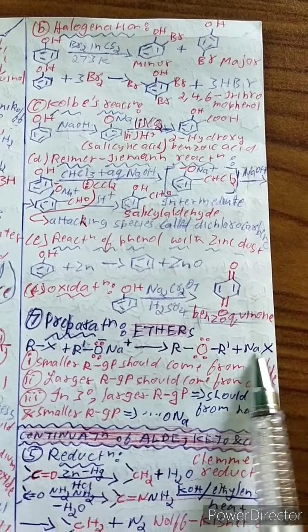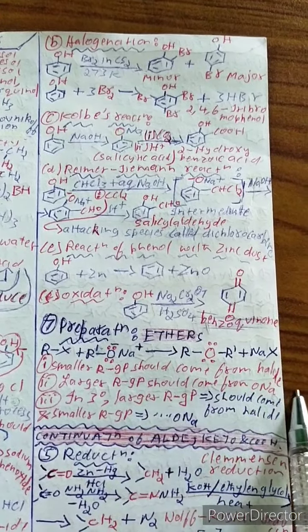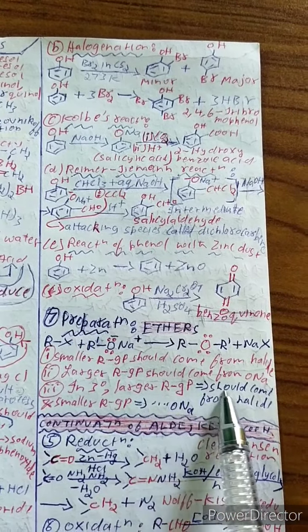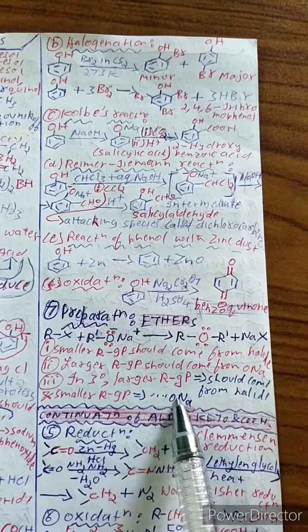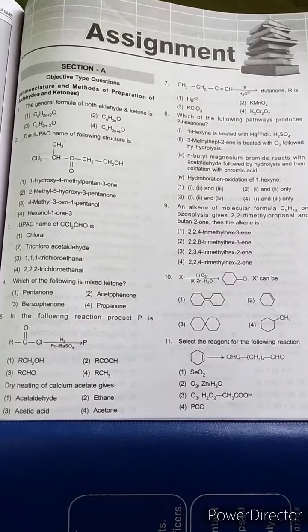And see, in this reaction, the smaller R group should come from halide, and the larger R group should come from ONa, and in tertiary, the larger R group should come from halide and the smaller R group from ONa. As I always tell you, solving questions is the most important part of your preparation.